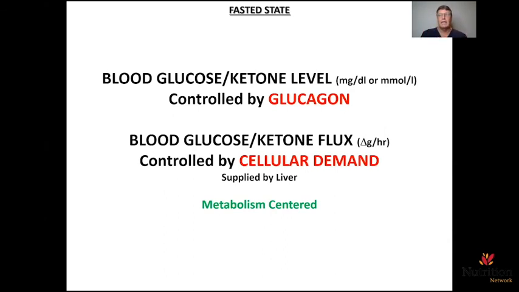The other part that's critically important to understand is the flux of glucose and ketones through that system. In other words, what's the grams per hour that enter the system and then get used up? And that's how we measure demand. And in a fasted state, that blood sugar and that ketone flux is supplied by the liver under the influence of glucagon when the human body is metabolism centered, breaking down other products to provide glucose and ketones to the cells under cellular demand. So the demand goes from the cells back to the bloodstream and therefore back to the liver.